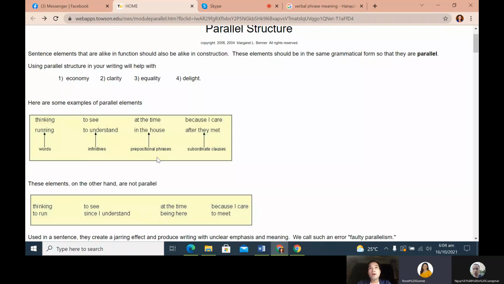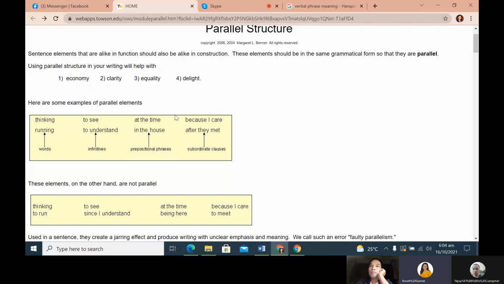Economy, clarity, equality, and delight. Okay, so economy, clarity, equality, delight. They are the same in construction. They function as nouns. You cannot say economy, clarity, equality, and delighting. No, that's different now, so you are not giving the same word form.